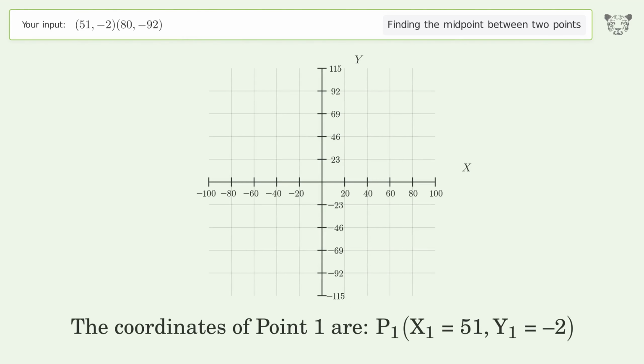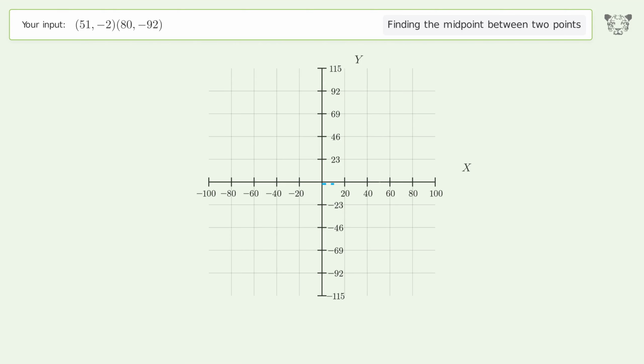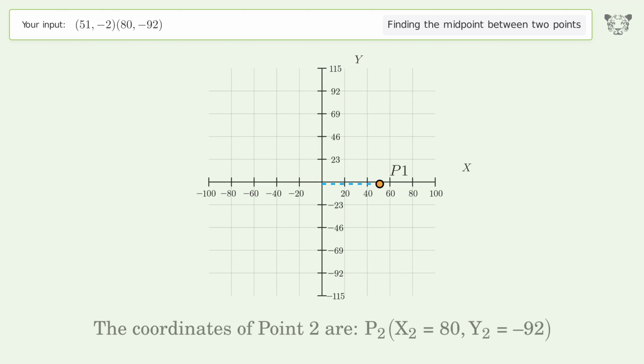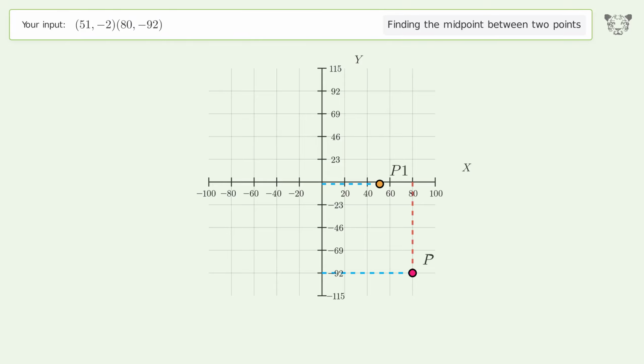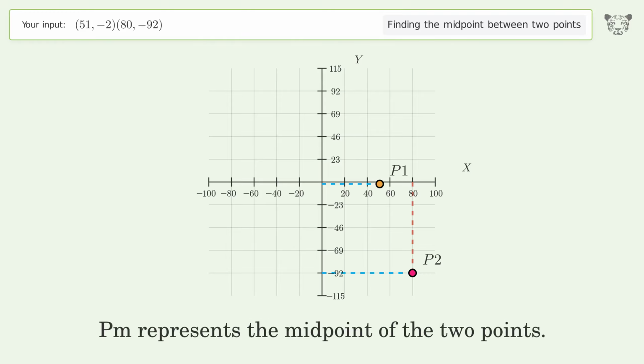The coordinates of point 1 are, x1 equals 51, y1 equals -2. The coordinates of point 2 are, x2 equals 80, y2 equals -92. PM represents the midpoint of the 2 points.